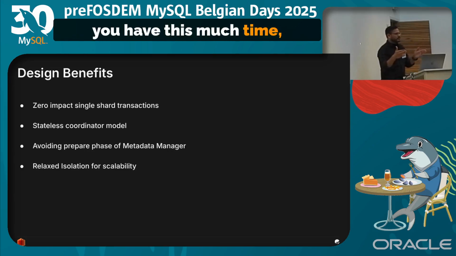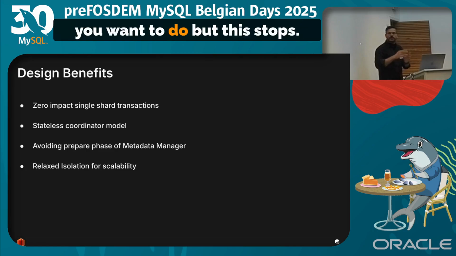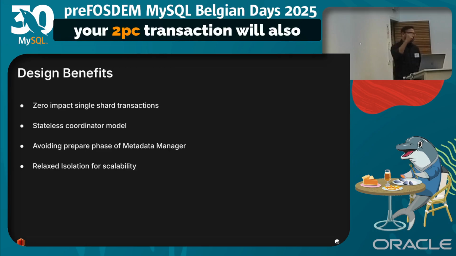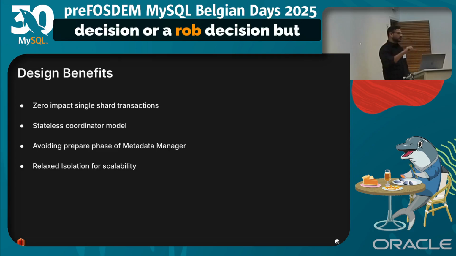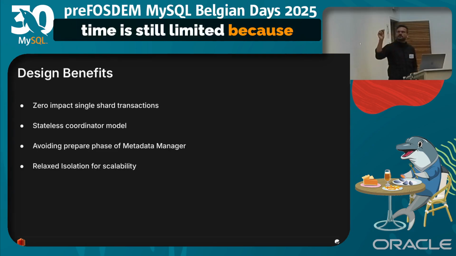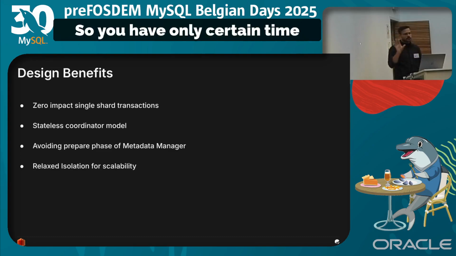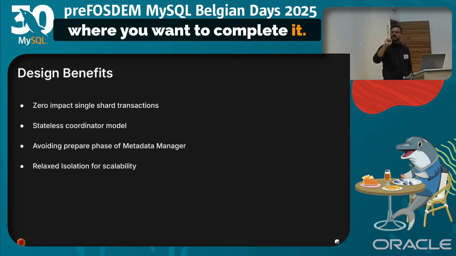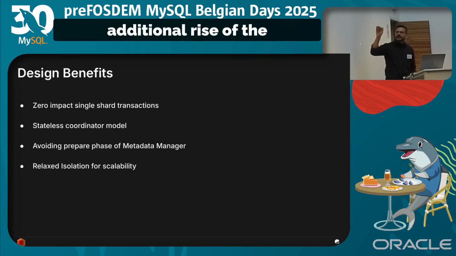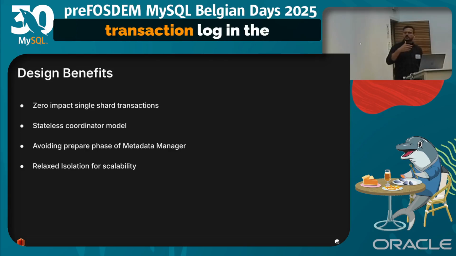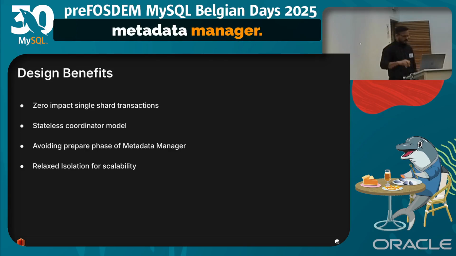It says, okay, you have this much time: you either commit or do whatever you want to do, but this stops. This also gives you the guarantee that your 2PC transaction will complete within a certain time. Either it will be a commit decision or a rollback decision, but time is still limited, because this is the one which is also storing the decision itself. So you have only a certain time in which to complete it, and you're also avoiding any additional writes of the transaction log in the metadata manager.